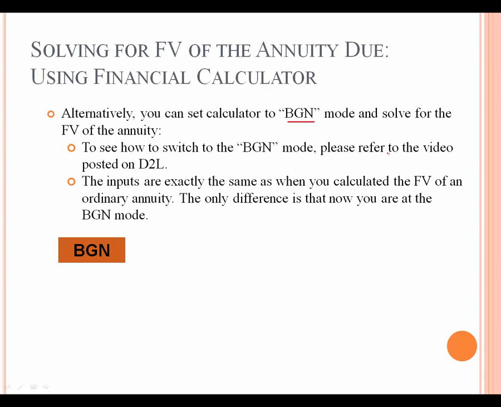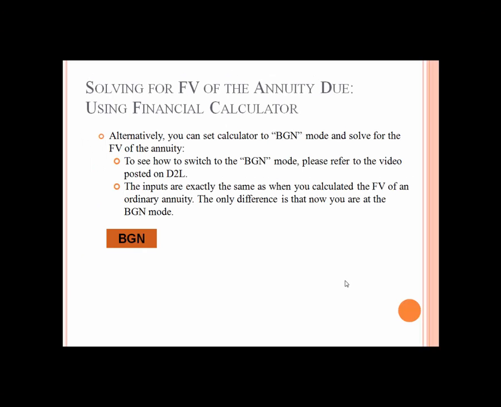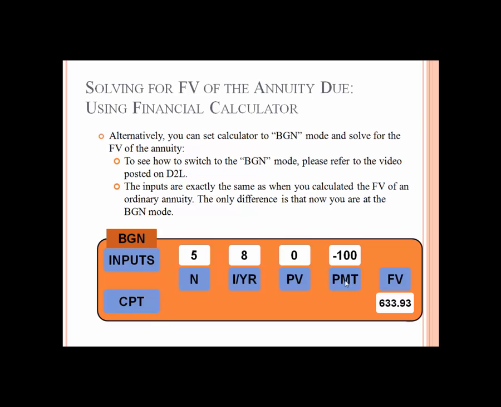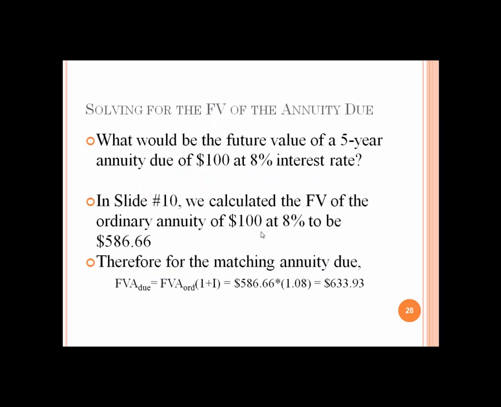Once you set your calculator to the BGN mode, then you use exactly the same inputs as when you calculate the future value of an ordinary annuity. So remember, the payment equals 100 and N will be 5, I/Y is 8%, and you compute for the future value, and it's 633.93, which is the same amount as you got using the formula here.